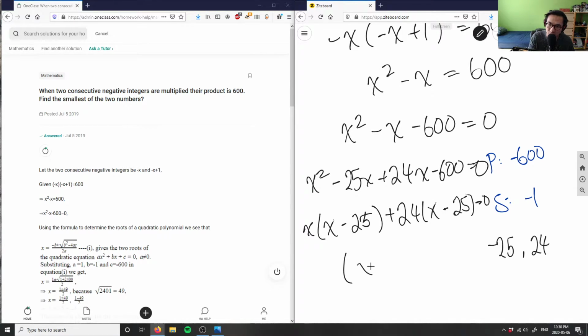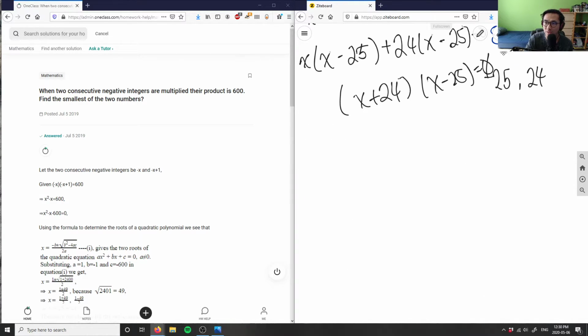So therefore, I have two solutions here. I have x plus 24 and x minus 25 equals 0. So these here are my two factors of this quadratic function. Let me erase this because it's kind of messy here. And then what I can do now is set both of these to 0, right? So I'm going to have two solutions here: x plus 24 equals 0 and x minus 25 equals 0.